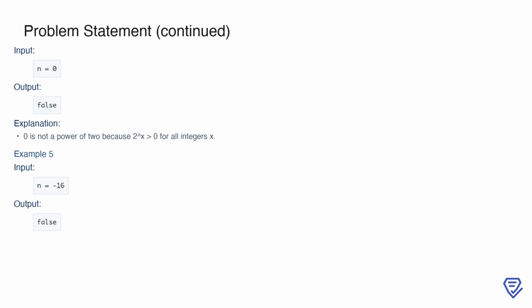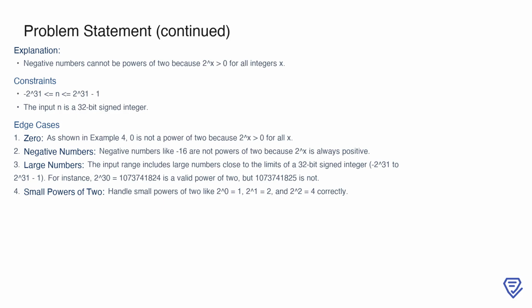In another example, the input is n equals 0. The output is false because the value 0 cannot be expressed as 2 raised to any integer power. This is because 2 to the power of x is always greater than 0 for all integer values of x. Similarly, if the input is n equals minus 16, the output is also false. Negative numbers, such as minus 16, cannot be powers of 2 because 2 raised to any integer power is always positive.